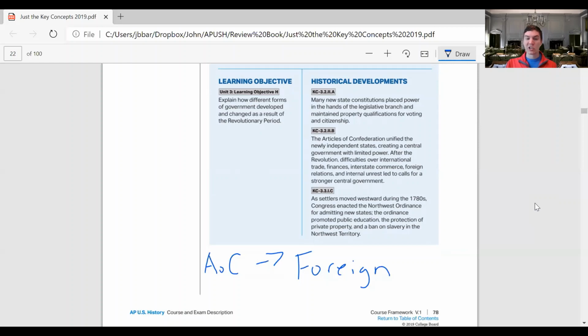It's very hard to get laws passed under the Articles of Confederation. I think it's a supermajority of states that have to agree to something. In order to alter the Articles of Confederation, you need to get a unanimous amount of states to vote on a change, which is just going to be impossible.